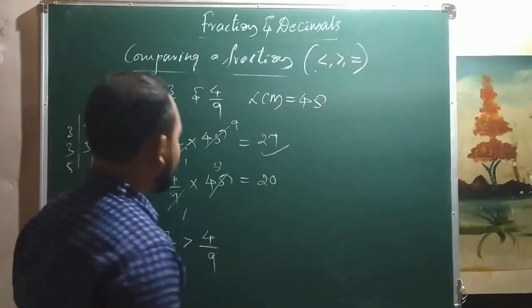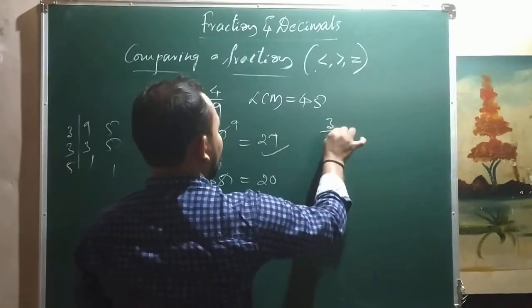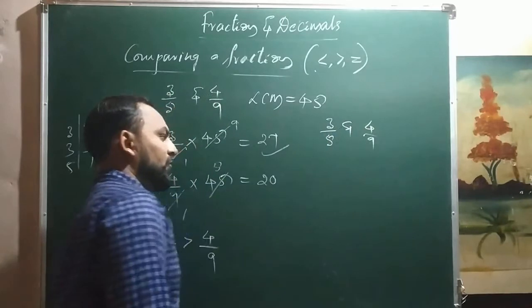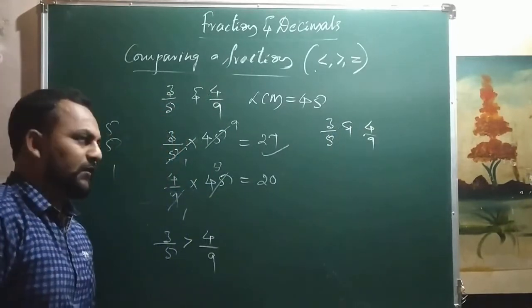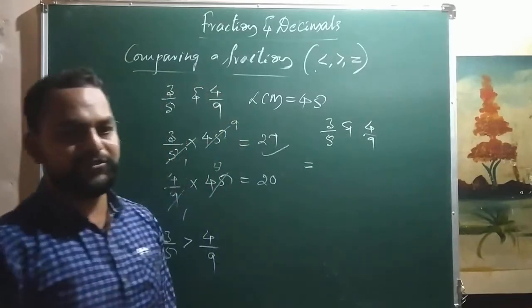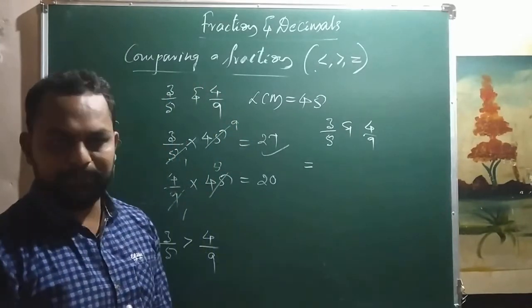In the next method, here 3 by 5 and 4 by 9. Okay. Directly multiply. Here these two, one is composite, one is a prime number.